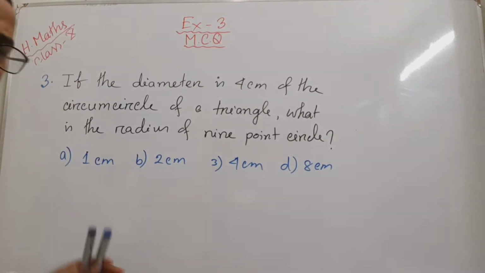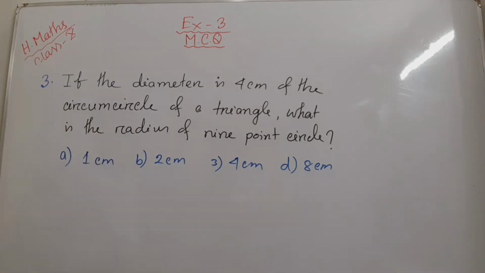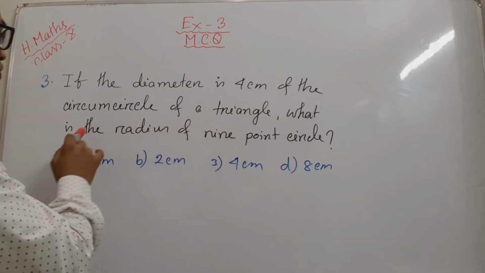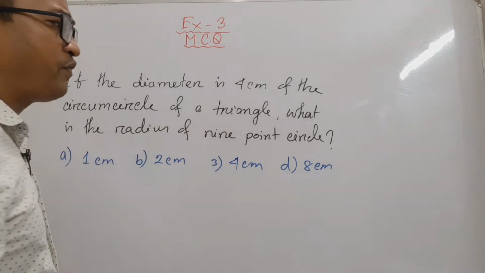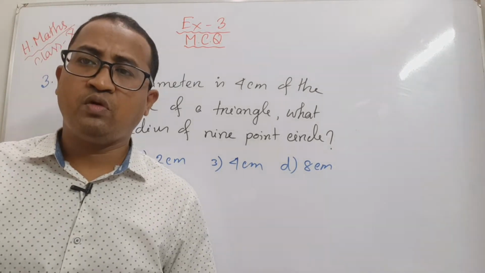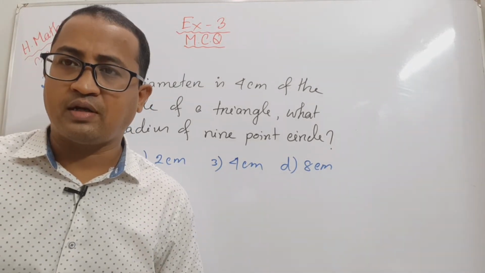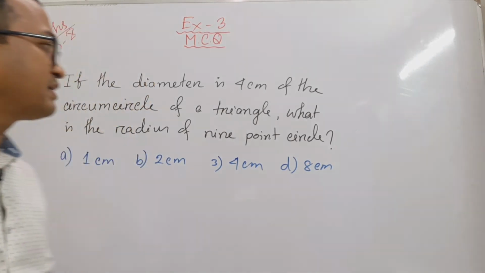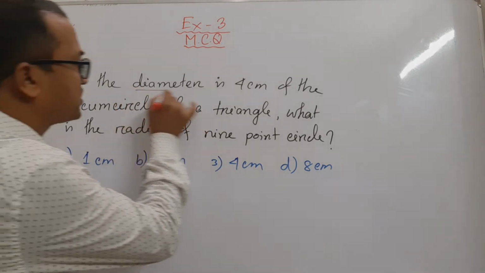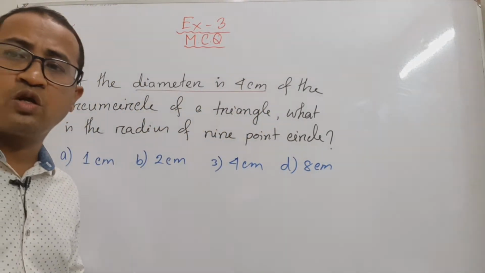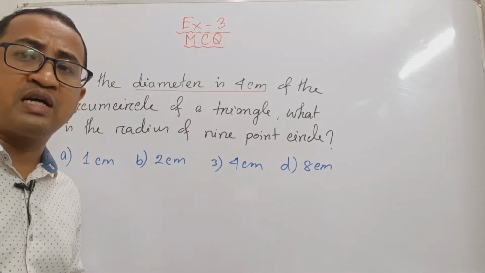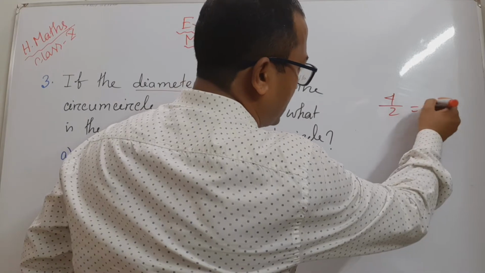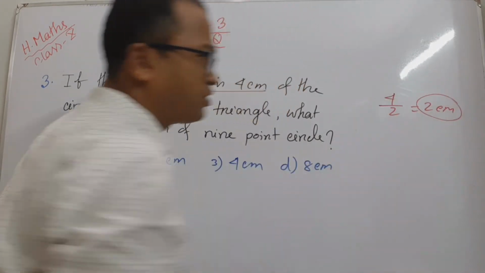Now question number 3. If the diameter of the circumcircle of a triangle is 4 cm, what is the radius of the 9-point circle? We know the radius of a 9-point circle is half of the circumradius of a triangle. Here it is given the diameter is 4 cm. If the diameter is 4 cm, what will be the circumradius? The circumradius, that means radius, will be 4 divided by 2, that is 2 cm. So radius is 2 cm.